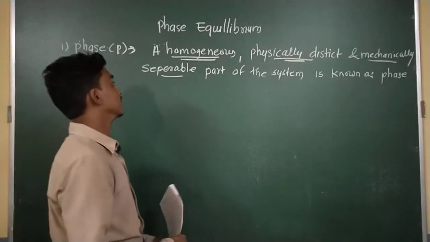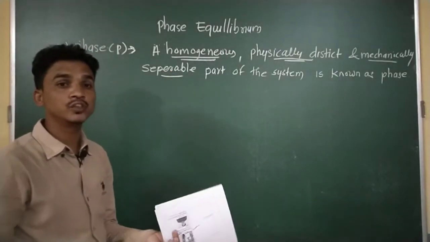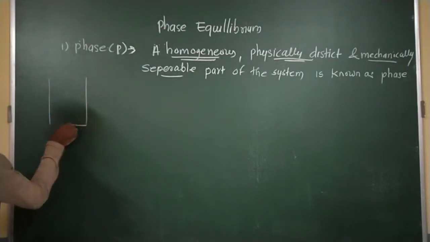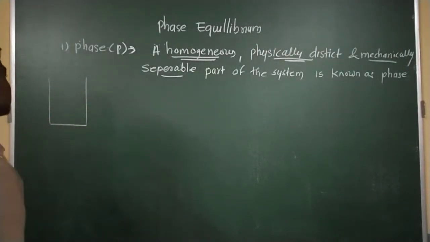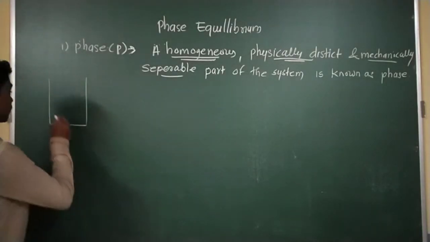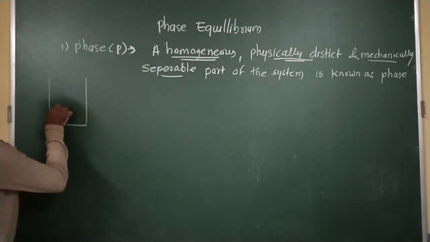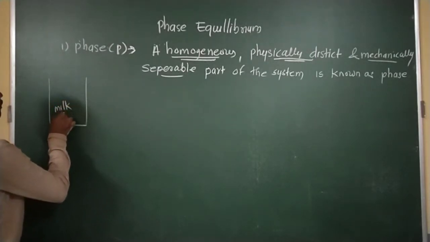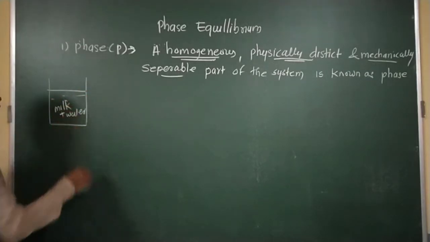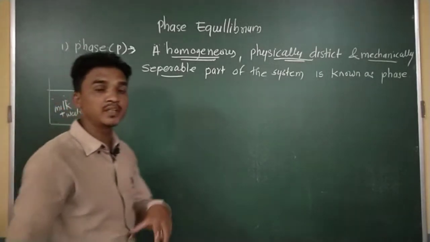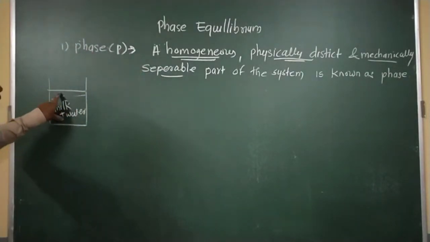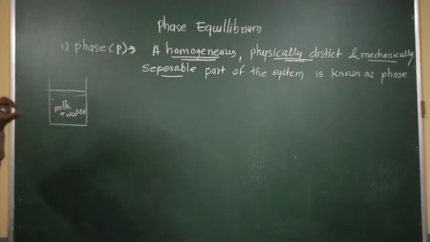Homogeneous means what? Two solutions are completely mixed with each other. That solution, we can say, is a homogeneous solution. For example, milk and water: milk plus water molecules form a homogeneous solution because the milk is completely miscible, completely mixed into the water molecules. So we can say this is a homogeneous solution. This is very important.